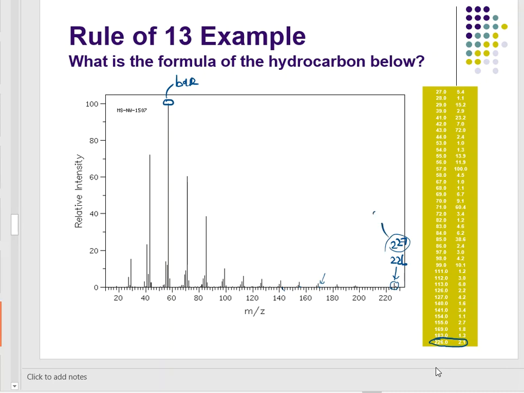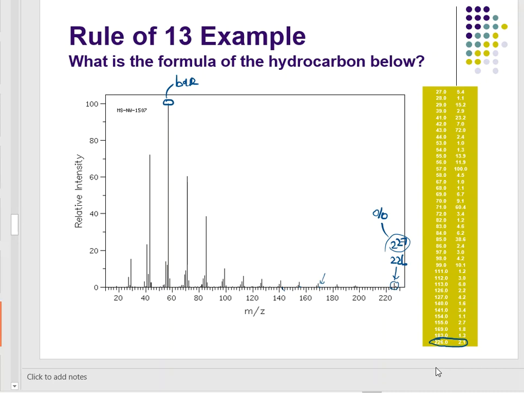If they gave me the abundance of that one, then I would be able to use that very first equation that we talked about, right? Where we took the percentage of the n plus 1 peak, divided it by 0.011 times the percentage of the m peak. But they don't. They give me 226, but that's it. They don't give me the abundance of the n plus 1. So I can't really use that equation.